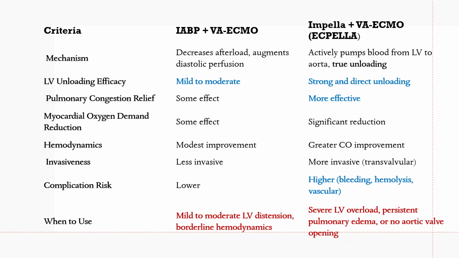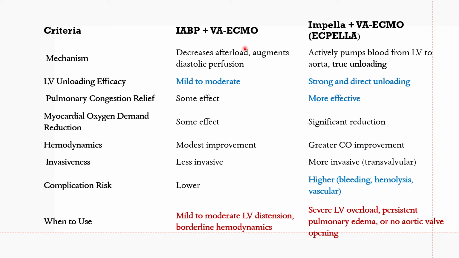LV distension equals four things. First, LV distension due to peripheral VA ECMO, high flow, white lung or pulmonary edema, and low pulse pressure, no aortic opening. So these are the things we will think about for LV distension. Now we are going for unloading, beyond pharmacological unloading. Why do we choose intra-aortic balloon pump or Impella?